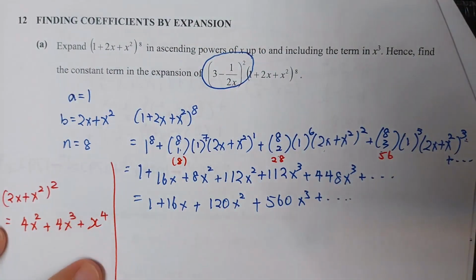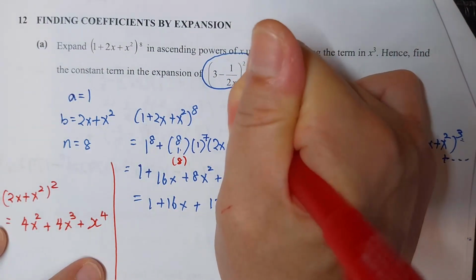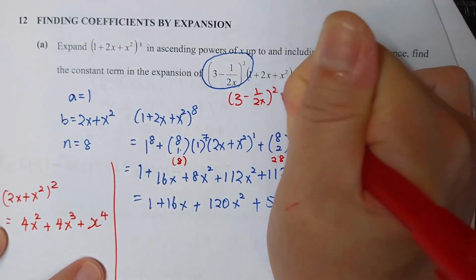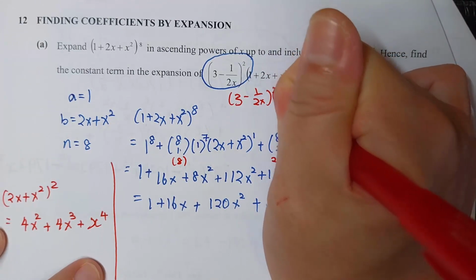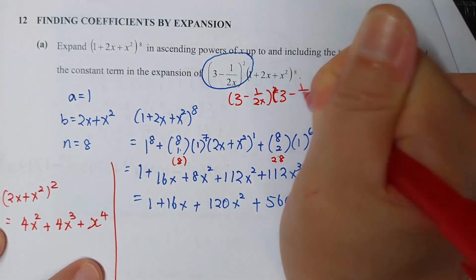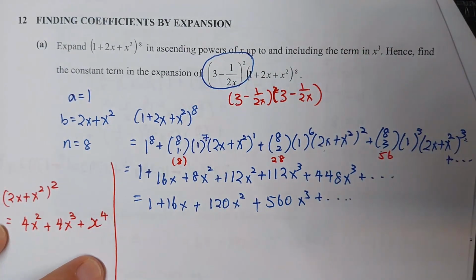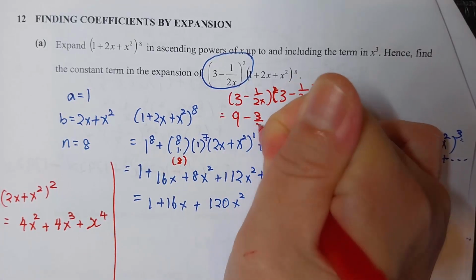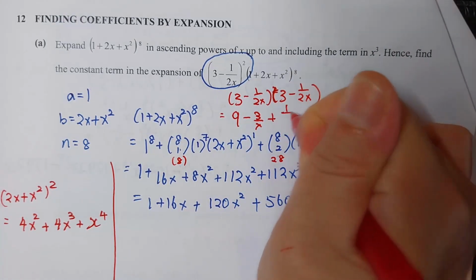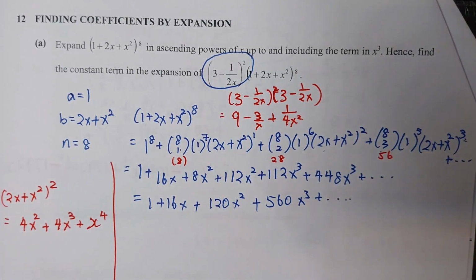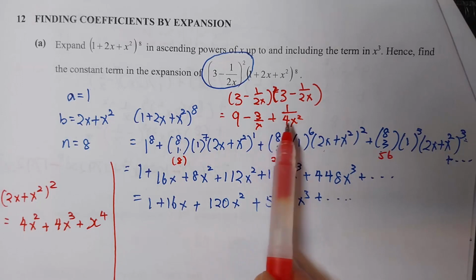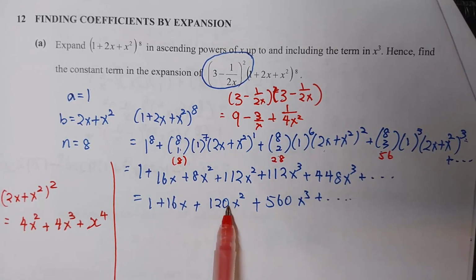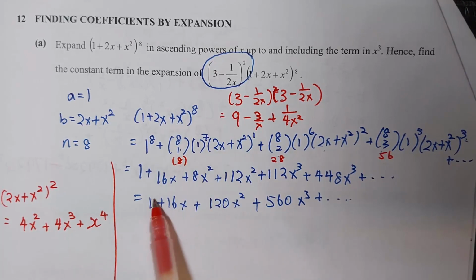To expand this, let me once again write in red, (3 - 1/(2x)) squared, which is (3 - 1/(2x)) multiplied by (3 - 1/(2x)). We will have 9 minus 3/x, then plus 1/(4x²). So which of these terms in red multiplied by which of these terms will give us a constant? When I multiply these two, it will be a constant, right?